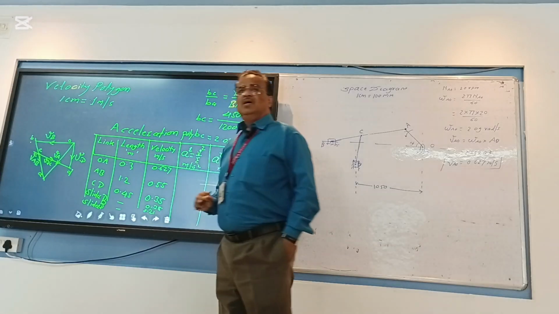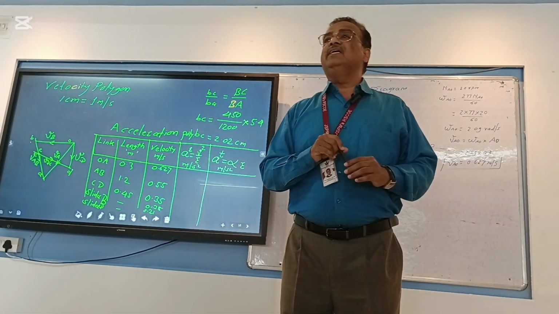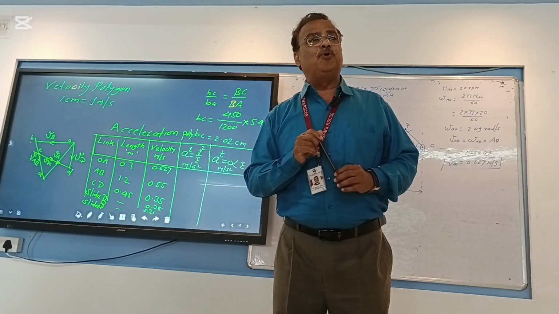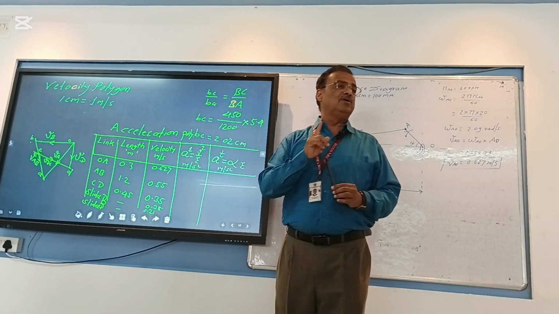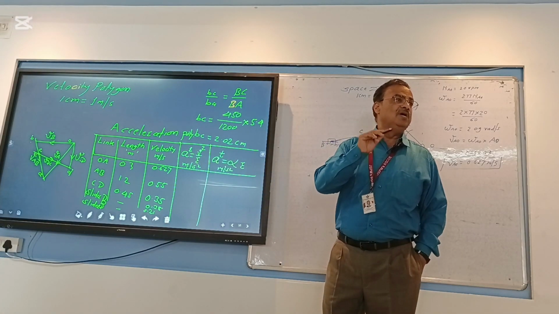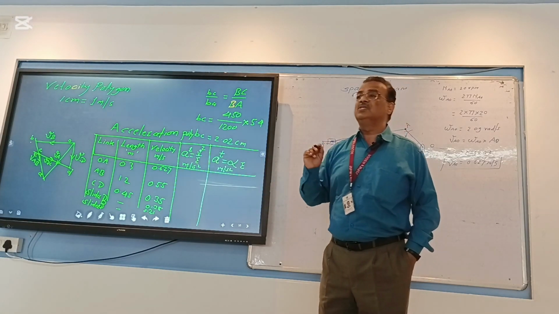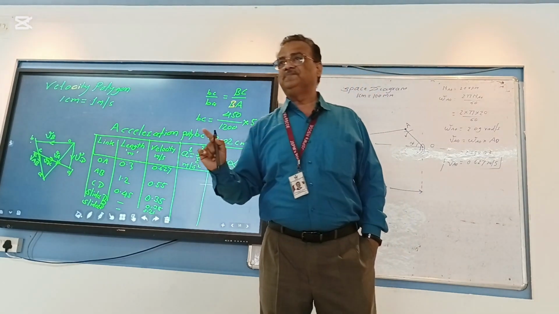Now what I said for the first link, the crank: if your crank is rotating with uniform or constant speed, it has only one component of acceleration, and that component of acceleration for the crank is radial or centripetal. पहले लिंक के लिए कंडीशन हमेशा चेक करनी है.